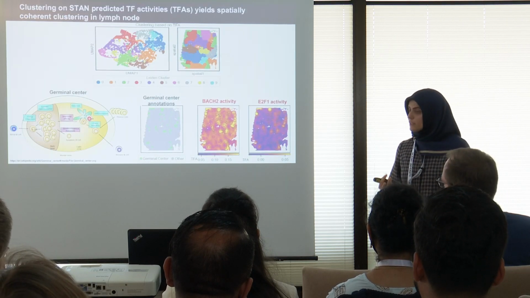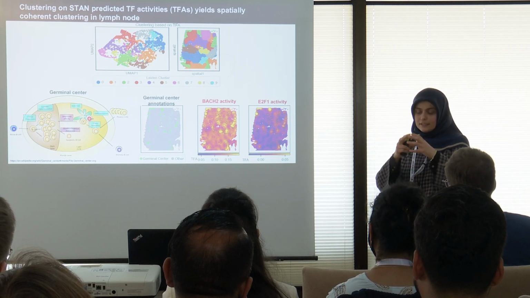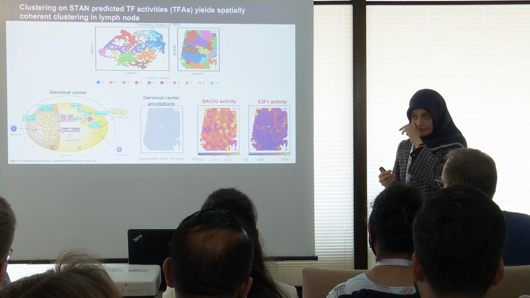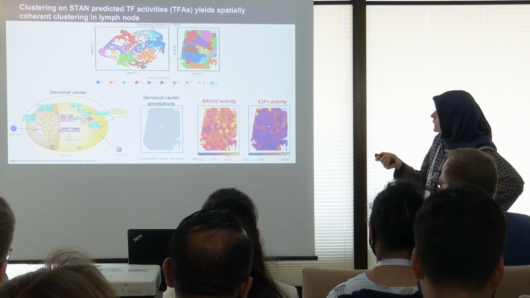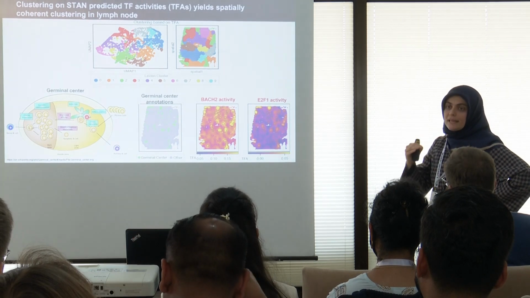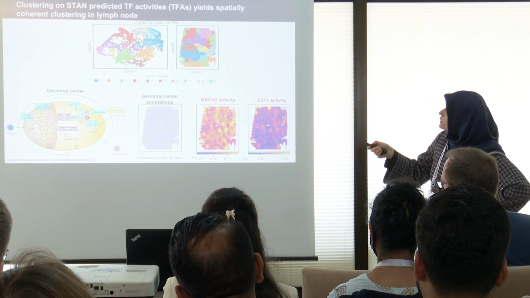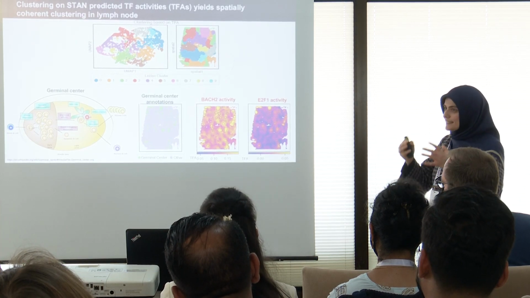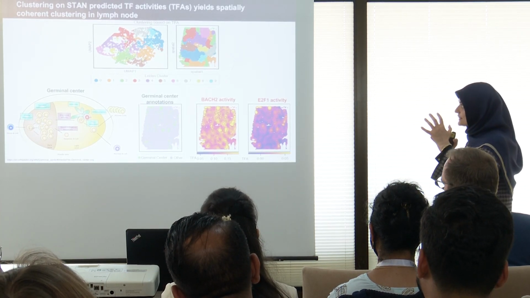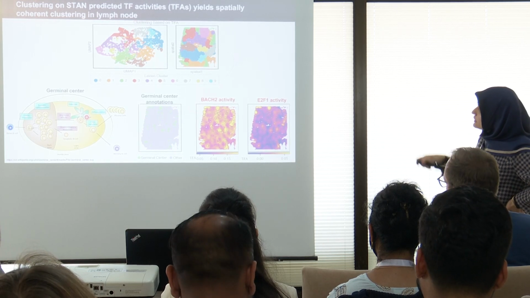As a proof of principle, we first apply our approach to lymph node data, where we know the spatial structure very clearly. In this figure, I'm showing you the clustering of spots based on inferred transcription factor activities. And these are the corresponding spatial locations. You can see that the clusters actually have some kind of spatial relationships.